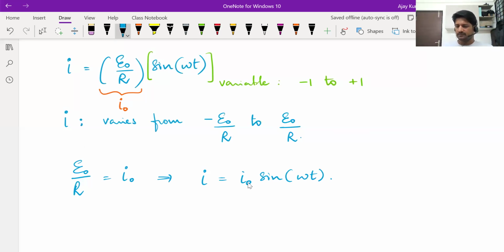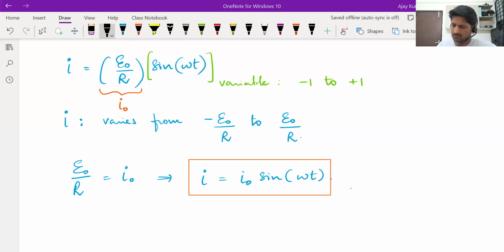Any doubt in this? We got the equation for current through the resistor. Any doubt in this? Pradyun, Isha, is this clear? Yes, sir. Okay.